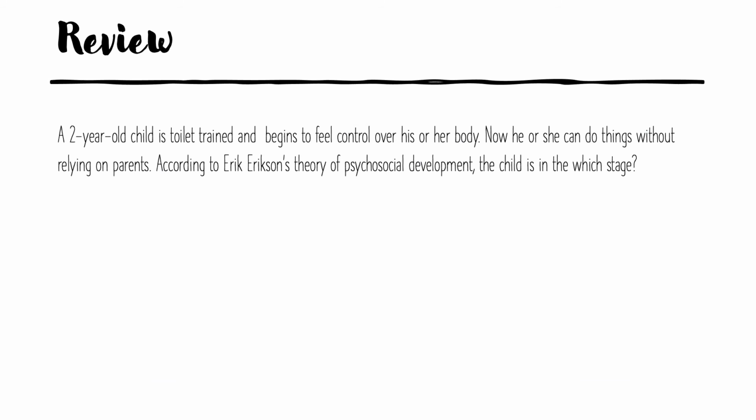Let's do a little review and see if you can answer this. A two-year-old child is toilet trained and begins to feel control over his or her body. Now he or she can do things without relying on parents. According to Erikson's theory of psychosocial development, the child is in which stage? If you said autonomy versus shame and doubt, you are correct.